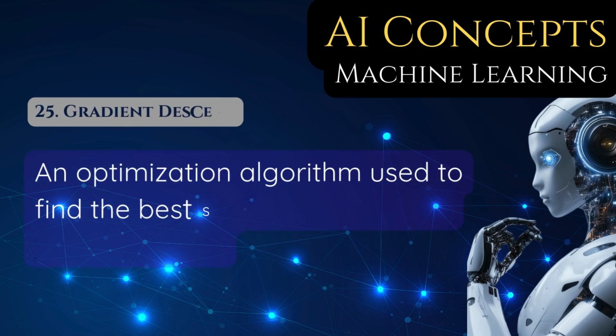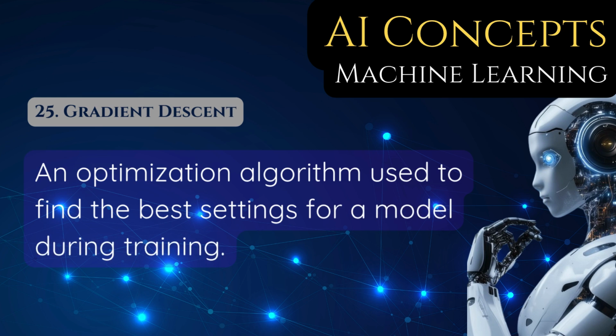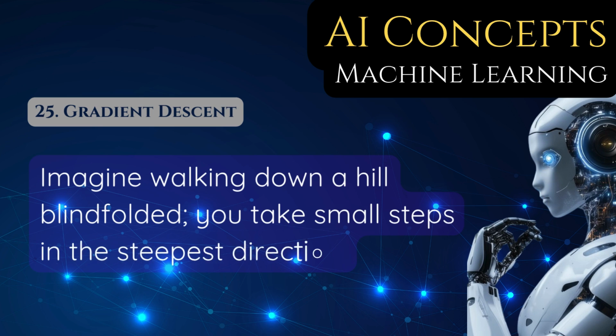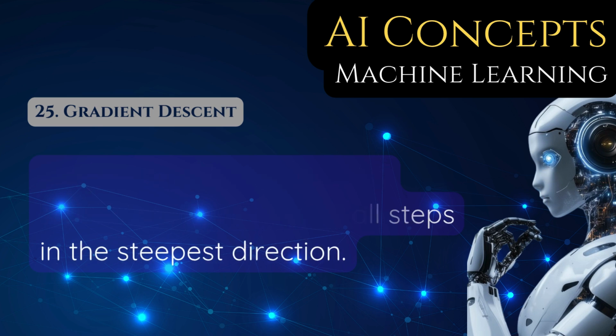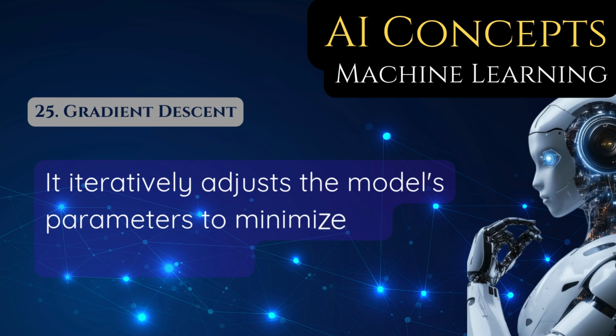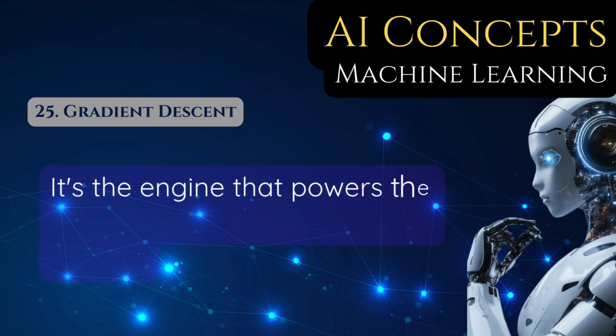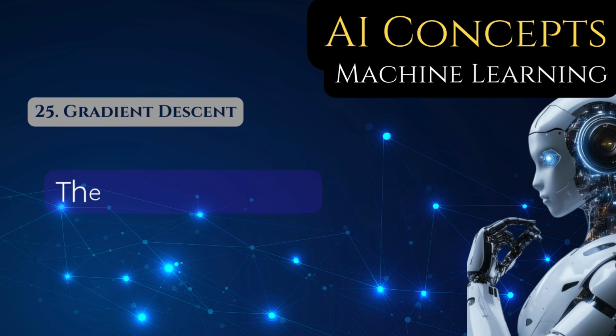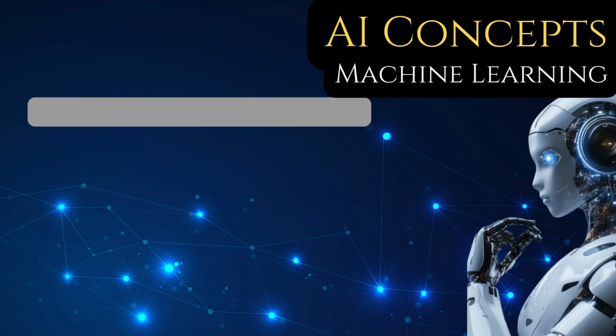25. Gradient descent: an optimization algorithm used to find the best settings for a model during training. Imagine walking down a hill blindfolded. You take small steps in the steepest direction. It iteratively adjusts the model's parameters to minimize its prediction error. It's the engine that powers the training of most deep learning models. The learning rate, alpha, determines the size of the steps you take downhill.